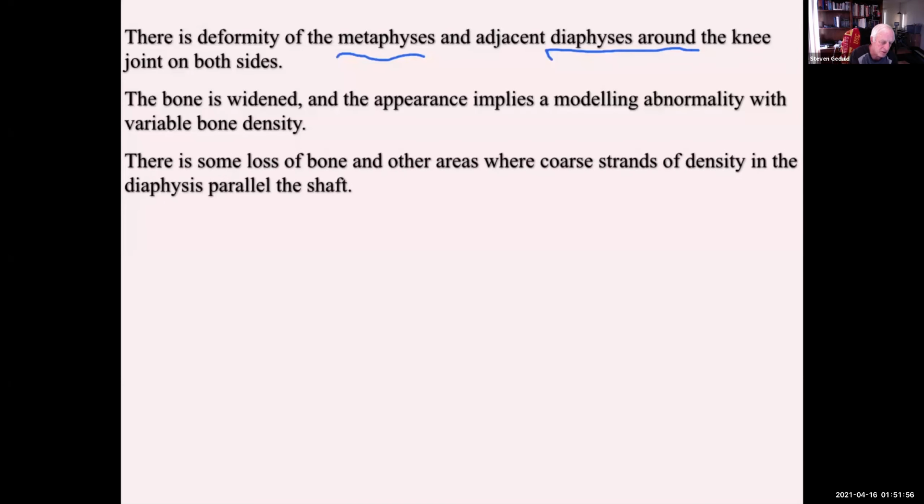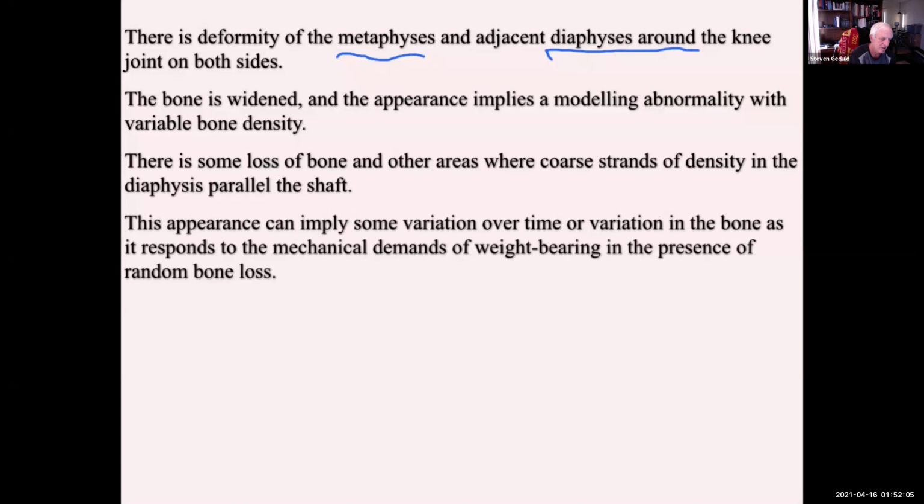There's some loss of bone in other areas, where coarse strands of density in the diaphysis parallel the shaft. The whole length of that long bone, okay, was hollowed out. That's all that means. This appearance can vary over time, okay, in the bone as a response to mechanical demands of weight bearing in the presence of random bone loss.